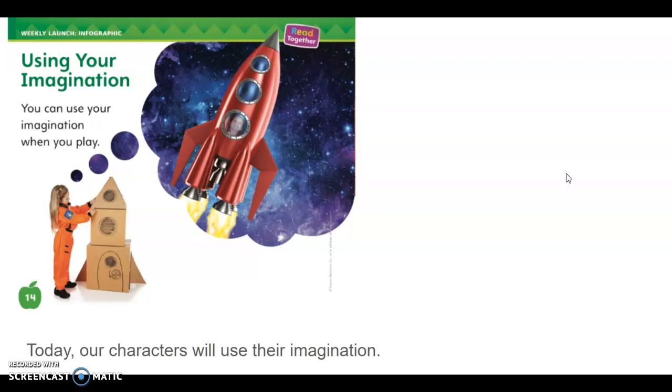Before we start the story, we need to talk about what it means to use your imagination. When you use your imagination, you can pretend to do things and go places that you've never been. Look at this picture. It says you can use your imagination when you play. So this little girl is making a rocket ship out of boxes. She's not really making a rocket ship, she's using her imagination.